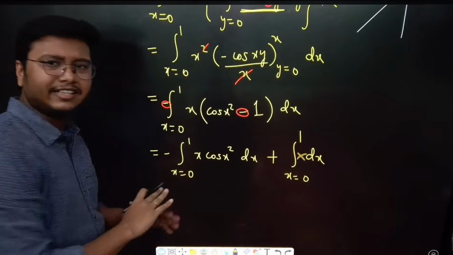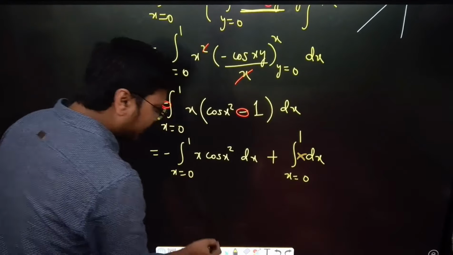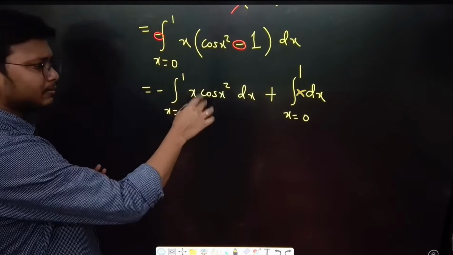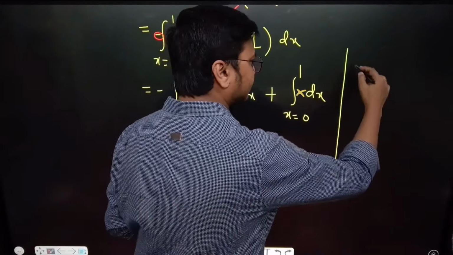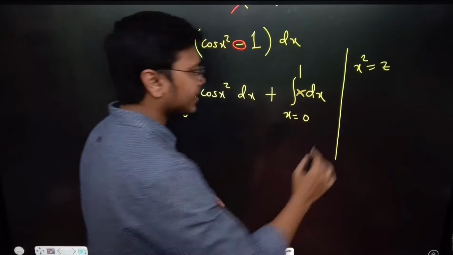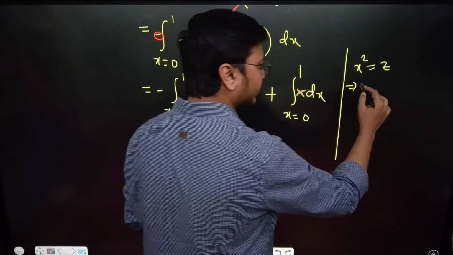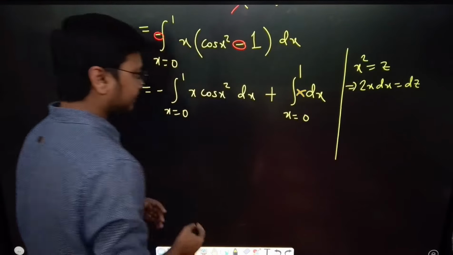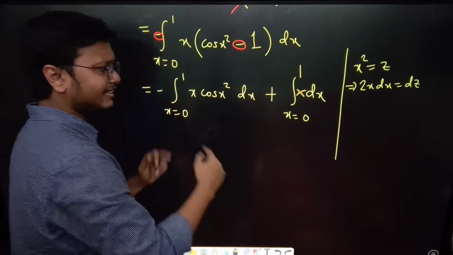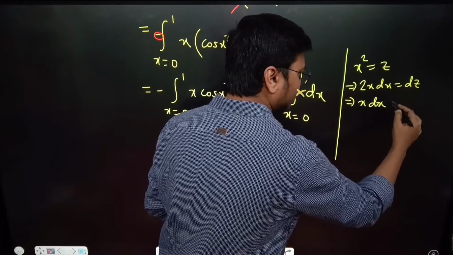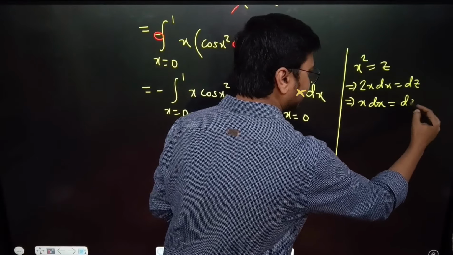So the second integration is very simple. The first one, you need some preliminary substitution to do it. What substitution can we take? We can take the substitution x square equal to z, a very simple substitution. So if you differentiate both sides, you're going to get 2x dx equals dz. And since I have x dx on this side, I'll take that 2 to the right hand side. So x dx would be dz by 2.